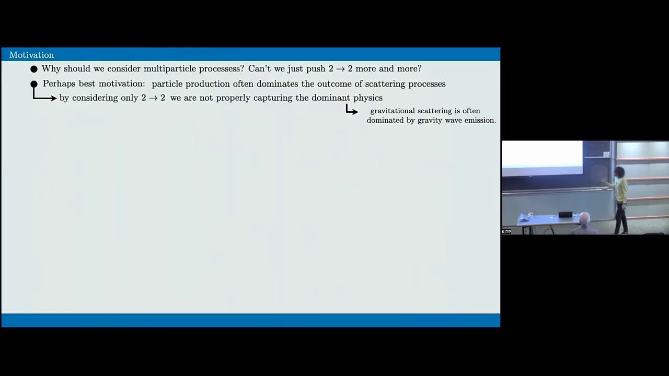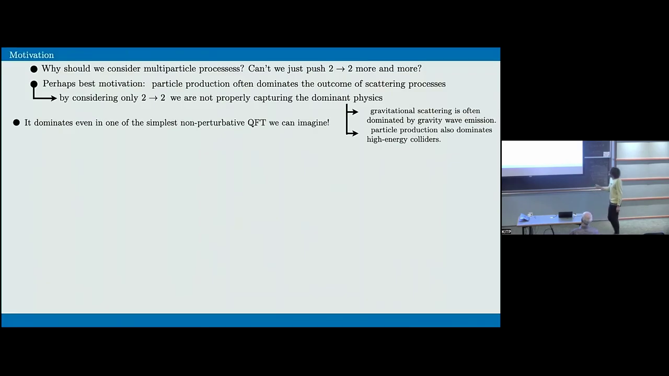So for example, this is the case in gravity, where in many kinematical regimes we are dominated by emission of gravity waves, or at high energy colliders. Now, if our goal is to develop the S-matrix Bootstrap framework, we might say that starting by studying gravity or high-energy collisions is very hard, because these are very complicated systems. But particle production dominates even in some of the simplest non-perturbative quantum field theories we can imagine.